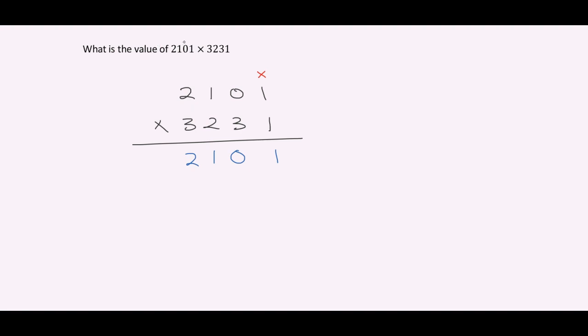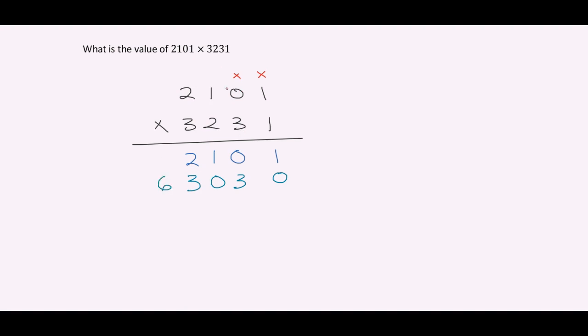Now we're going to go over to the next column on the left, which is going to be your tens column. And now I'm going to use a different color to show that. First of all, because we're multiplying in the tens column, we're going to put a 0 in the ones column. So 1 multiplied by 3, we have 3. 0 multiplied by 3, we have 0. 1 multiplied by 3, we have 3. 2 multiplied by 3, we have 6.